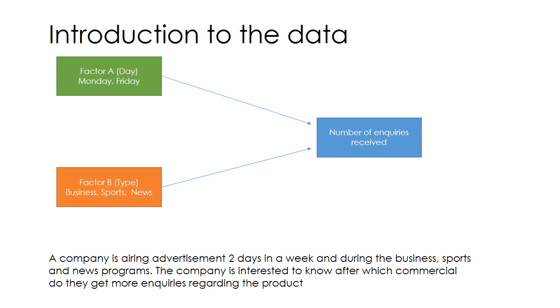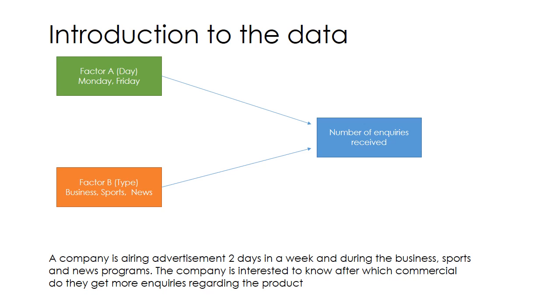So the scenario here is that a company is putting advertisements on 2 days in a week during a business, sports, and news program. On Mondays, during the sports, news, and business programs, they put the particular advertisement, and then they do that again on the Friday.